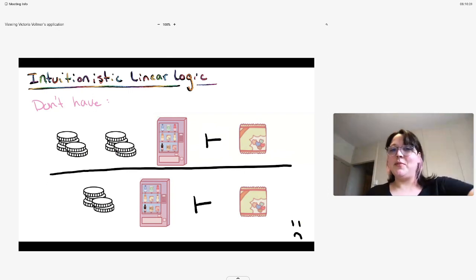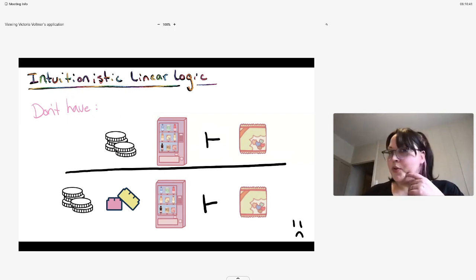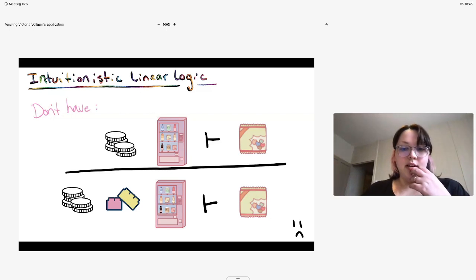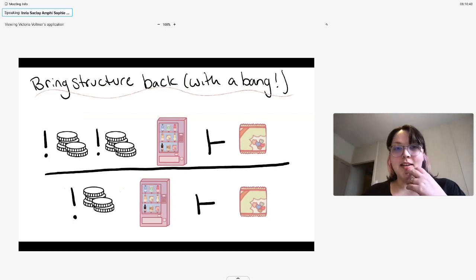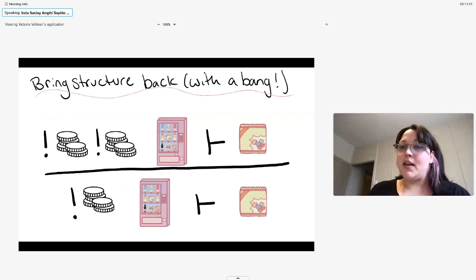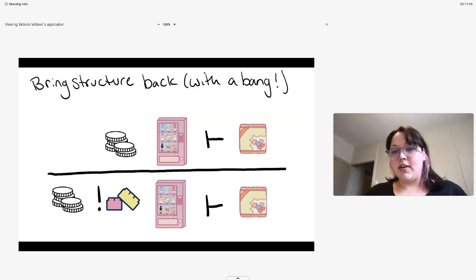So in linear logic, we don't have structural rules like contraction, so two piles of money can't just become one pile of money, which I guess in some sense is good. But you also can't just pull things out of nowhere, so you can't reach into your pocket and pull out some Legos that you didn't have before. But we can bring structure back with a bang, literally. So we have these modal operators, and I'm just going to focus on bangs, so these are rules on the left that can bring back a more controlled version of these structural rules. So you can have contraction, you can have weakening.